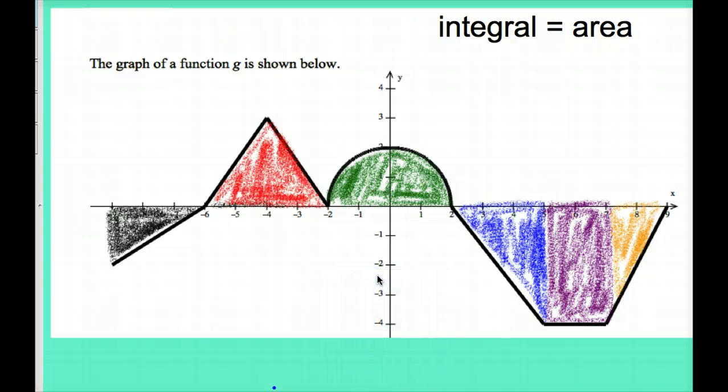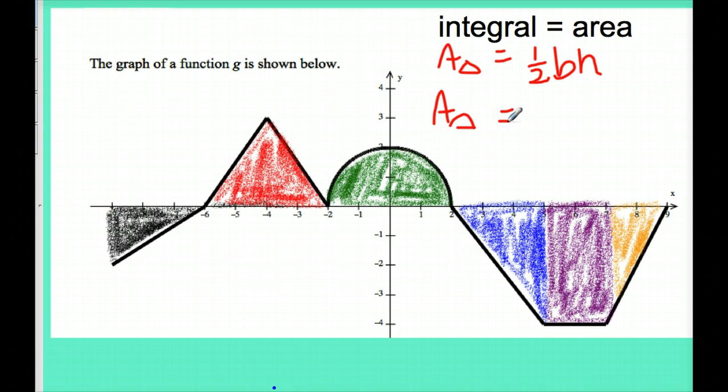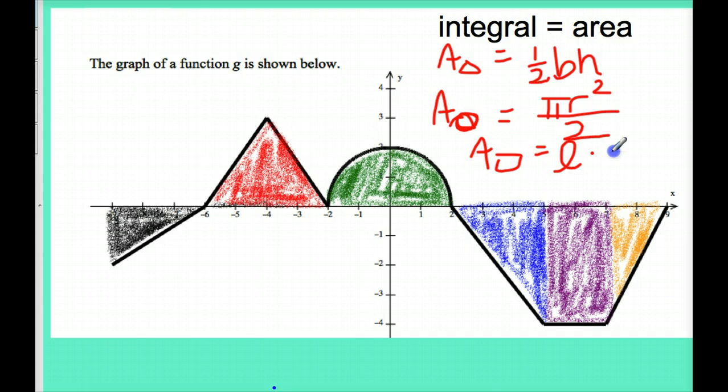the areas of these. So the area of a triangle is 1/2 the base times the height, right? The area of a semicircle, well, the area of a circle is pi r squared, but since this is a semicircle, I know I divide it by 2. Sorry, this is a circle right here. And then we know that the area of a rectangle is the length times the width. So we're going to use these three equations to find these areas. And then we're going to take a look at the integrals.